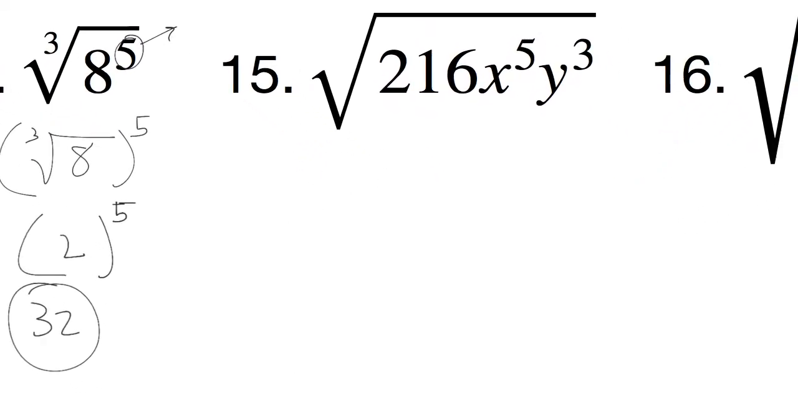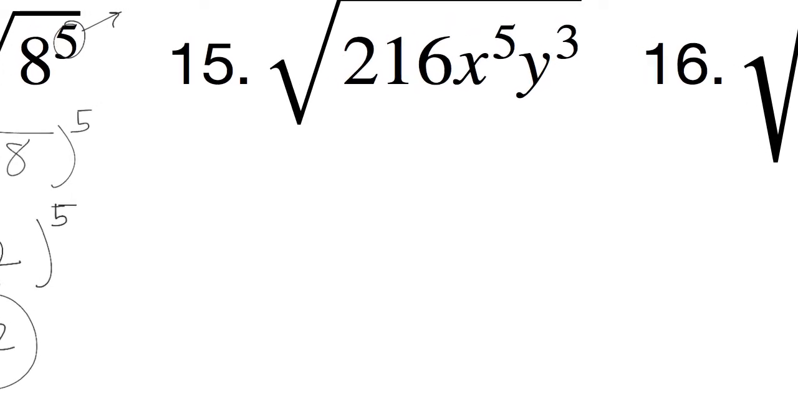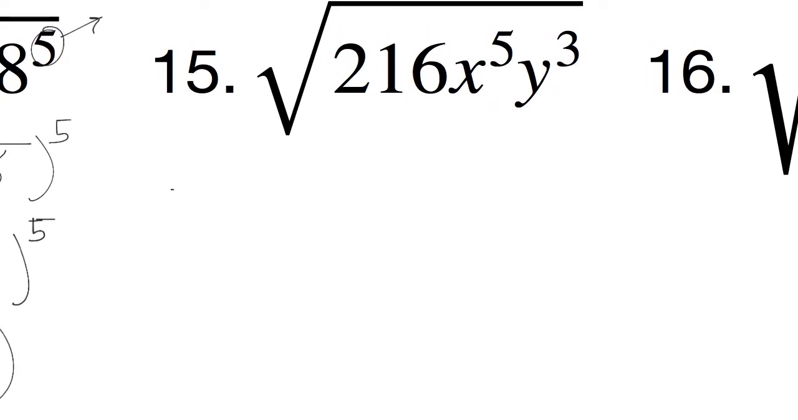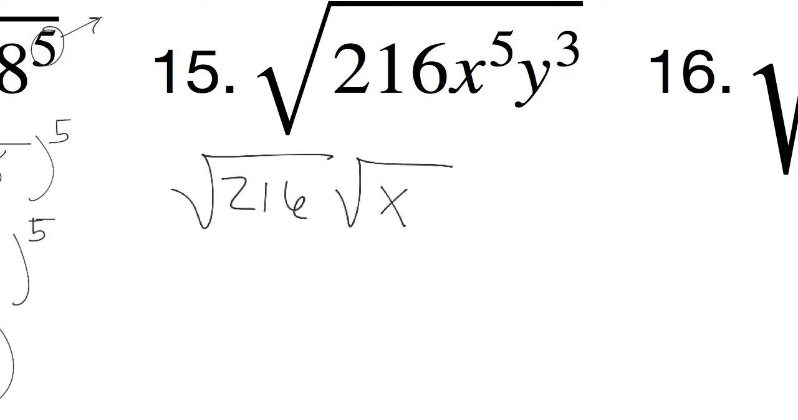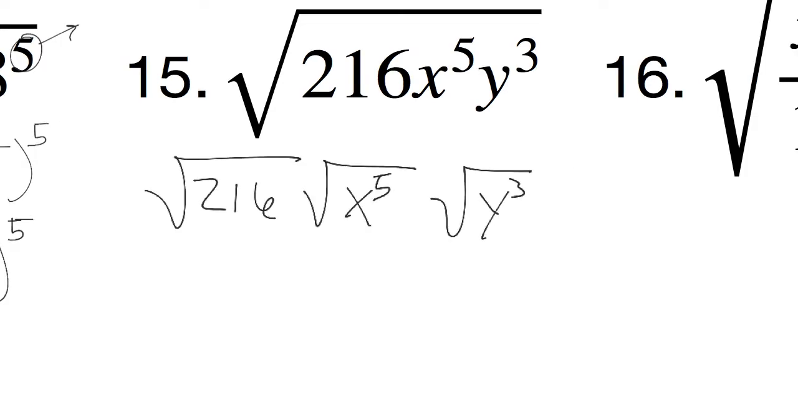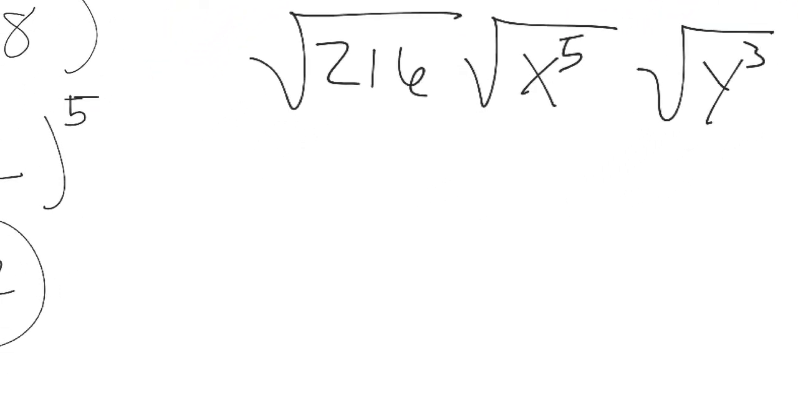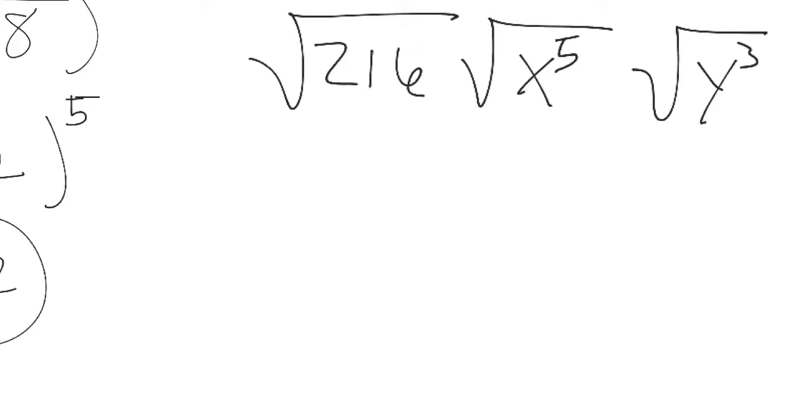Let's simplify these. We've got the square root of 3 different things. I'm going to split them up. 2 square root of 216 times the square root of x to the 5th times the square root of y to the 3rd. So what I'm going to start doing is, none of these are perfect squares, but I can find the factors of 216 and try and find the largest perfect square factor I can.